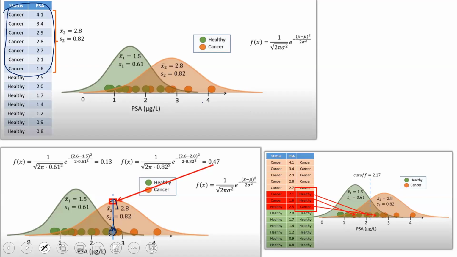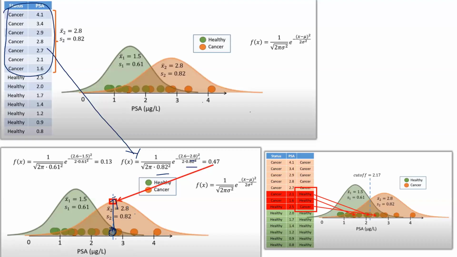Okay. So now plug in the values for both of them. So what are the values for cancer? If you look at the cancer standard deviation, which is 0.82, mean is 2.8, and substituting all the values, the point that you have got here is 2.6. This is 2.6. So plug in these values.